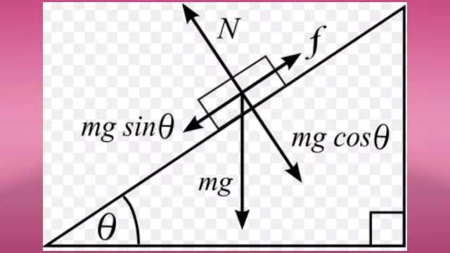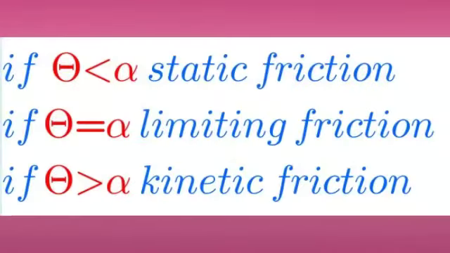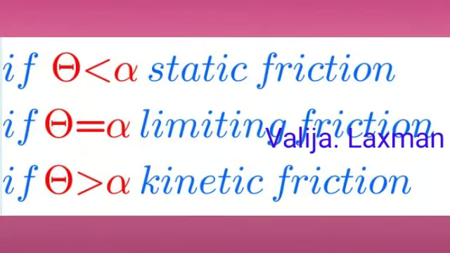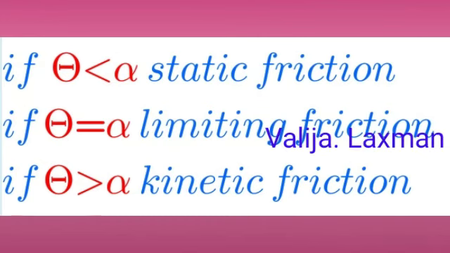For that, consider a body of mass m on the inclined plane with coefficient of friction mu k. Let alpha be the angle of repose. When theta is less than alpha, the body is at rest and has static friction. When theta is equal to alpha, the body is ready to move on the inclined plane but not moving. Here there exists static friction called limiting friction. When theta is greater than alpha, the body slides down on the inclined plane and there exists kinetic friction.